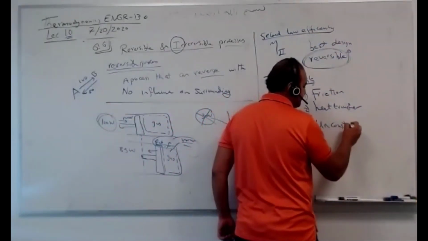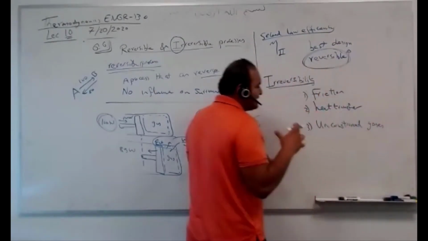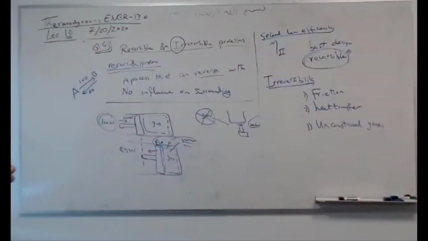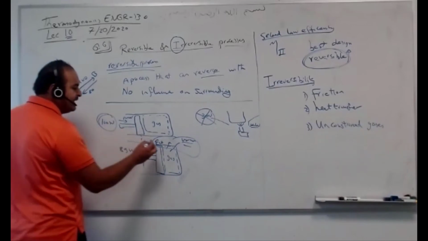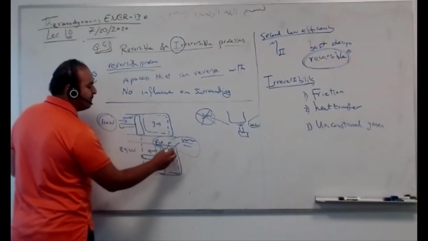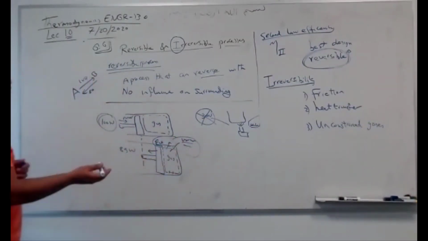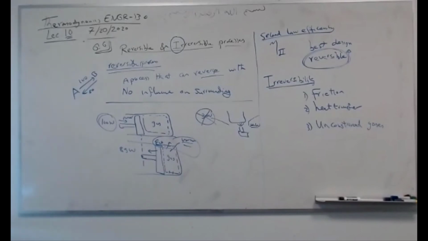The last one is unconstrained gases. Usually in our problems, we have gas constraint. These gases cause irreversibility, like in this piston cylinder. If you have any leak, or sometimes even without a leak, just due to compression or expansion of the gas, you may have irreversibility. You cannot go back. It's called unconstrained or unrestrained.